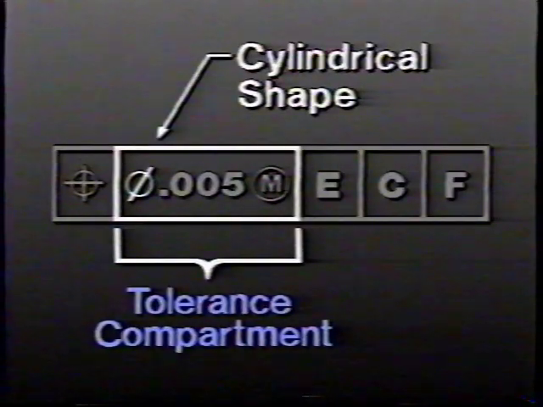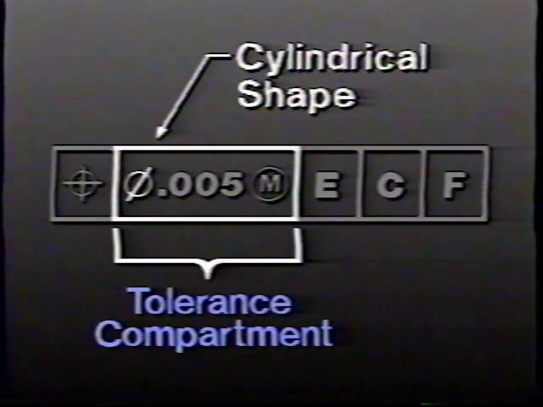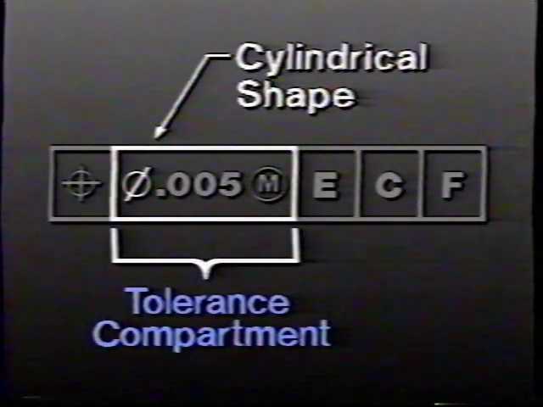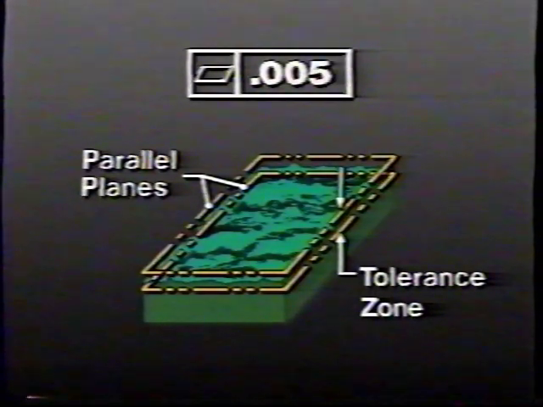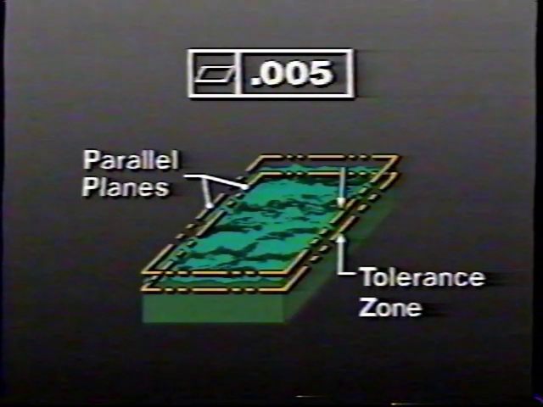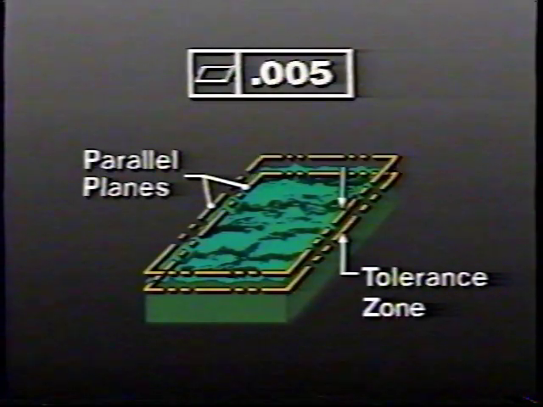The diameter symbol and the resulting cylindrical tolerance zone apply only to holes and cylindrical shapes. When the diameter symbol does not appear in the feature control frame, then the shape of the tolerance zone will depend upon the geometric characteristic being specified. For example, if you're checking for flatness, the tolerance zone is formed by two parallel planes.